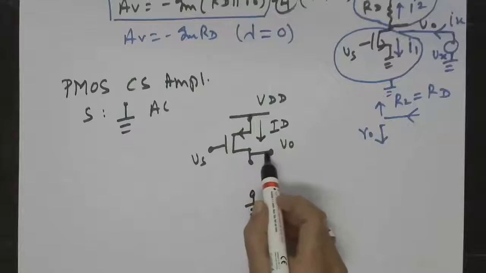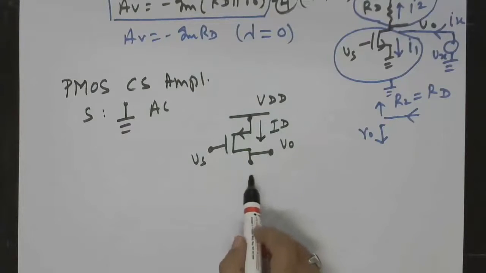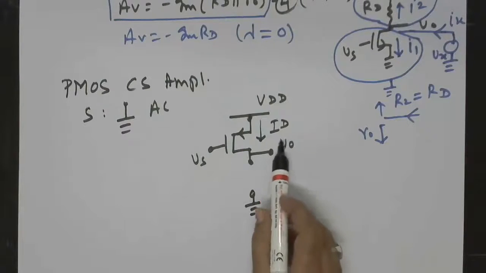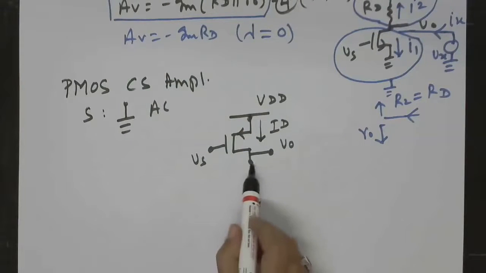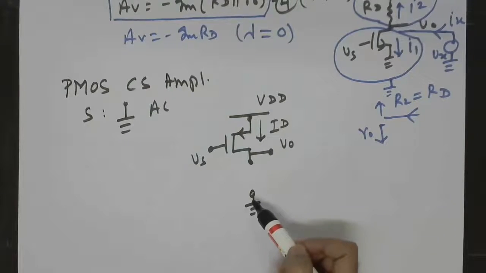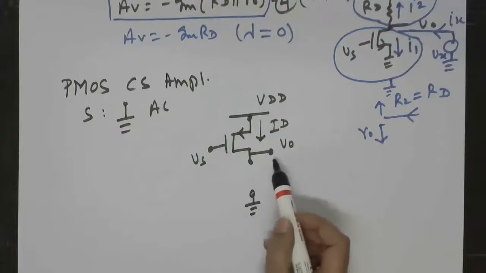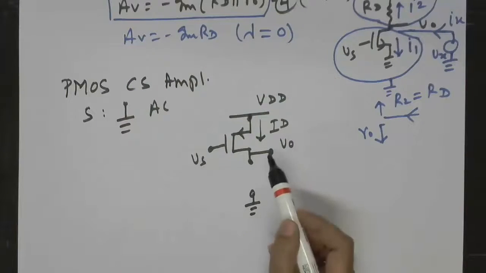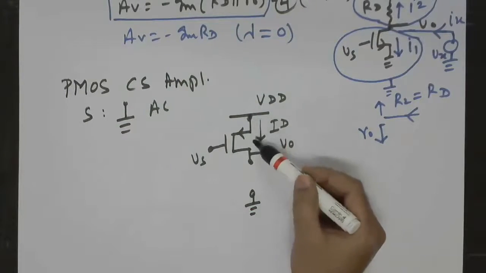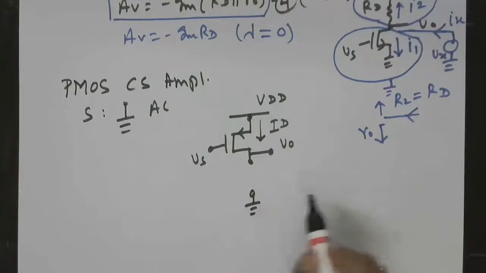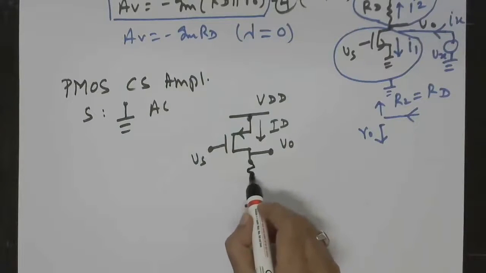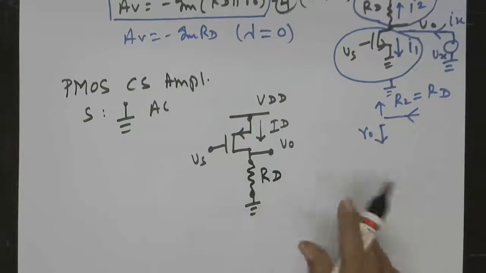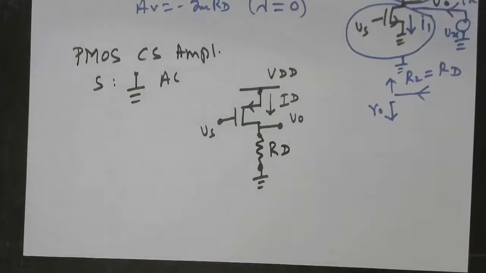Now we have to take our output from the drain. So we cannot connect this drain directly to ground, otherwise output will be always zero. So we will have to isolate this drain from the ground so that output gets decided by the time varying input. At the same time, there is a path for this current to flow. So now that can be done very easily by putting one RD. So this is the common source amplifier using PMOS.